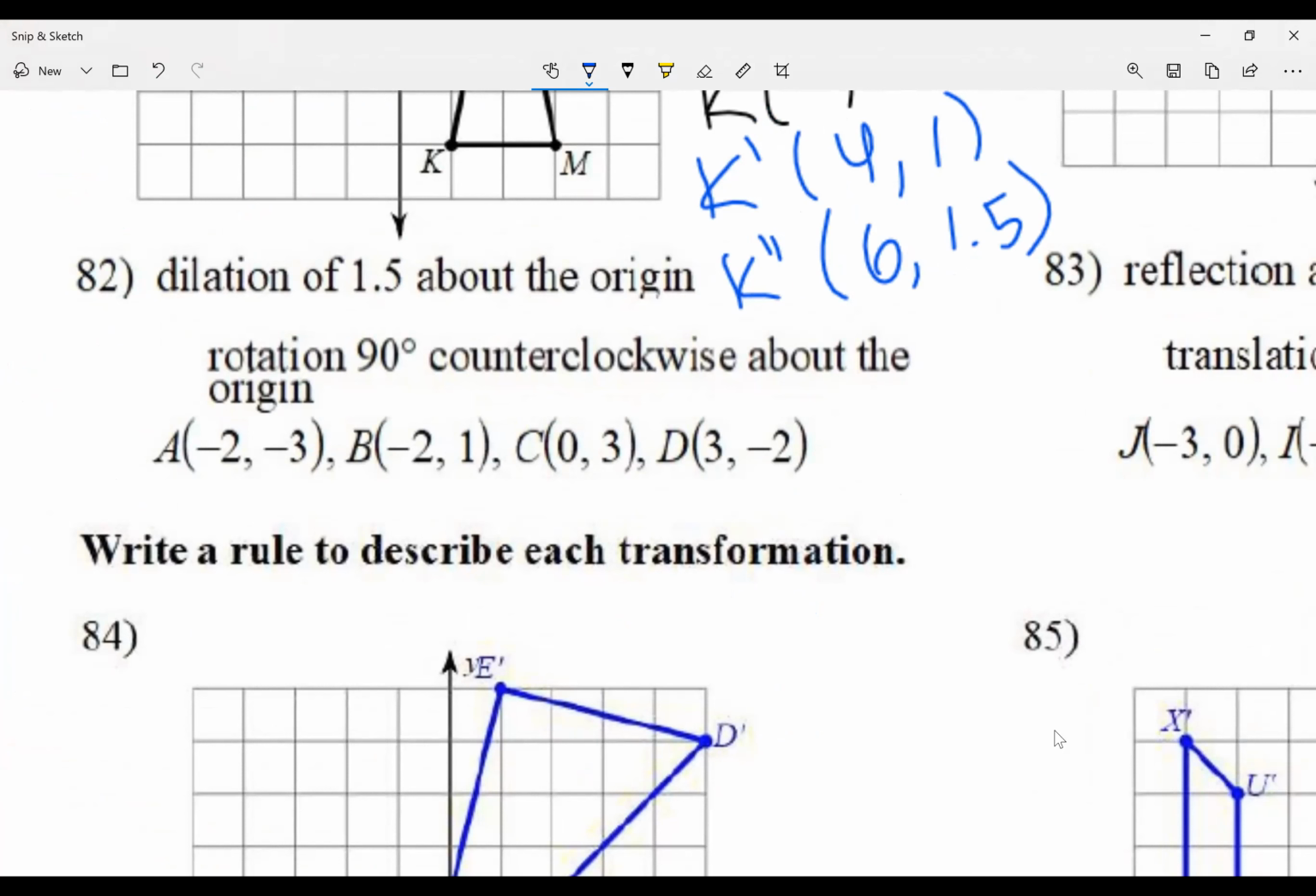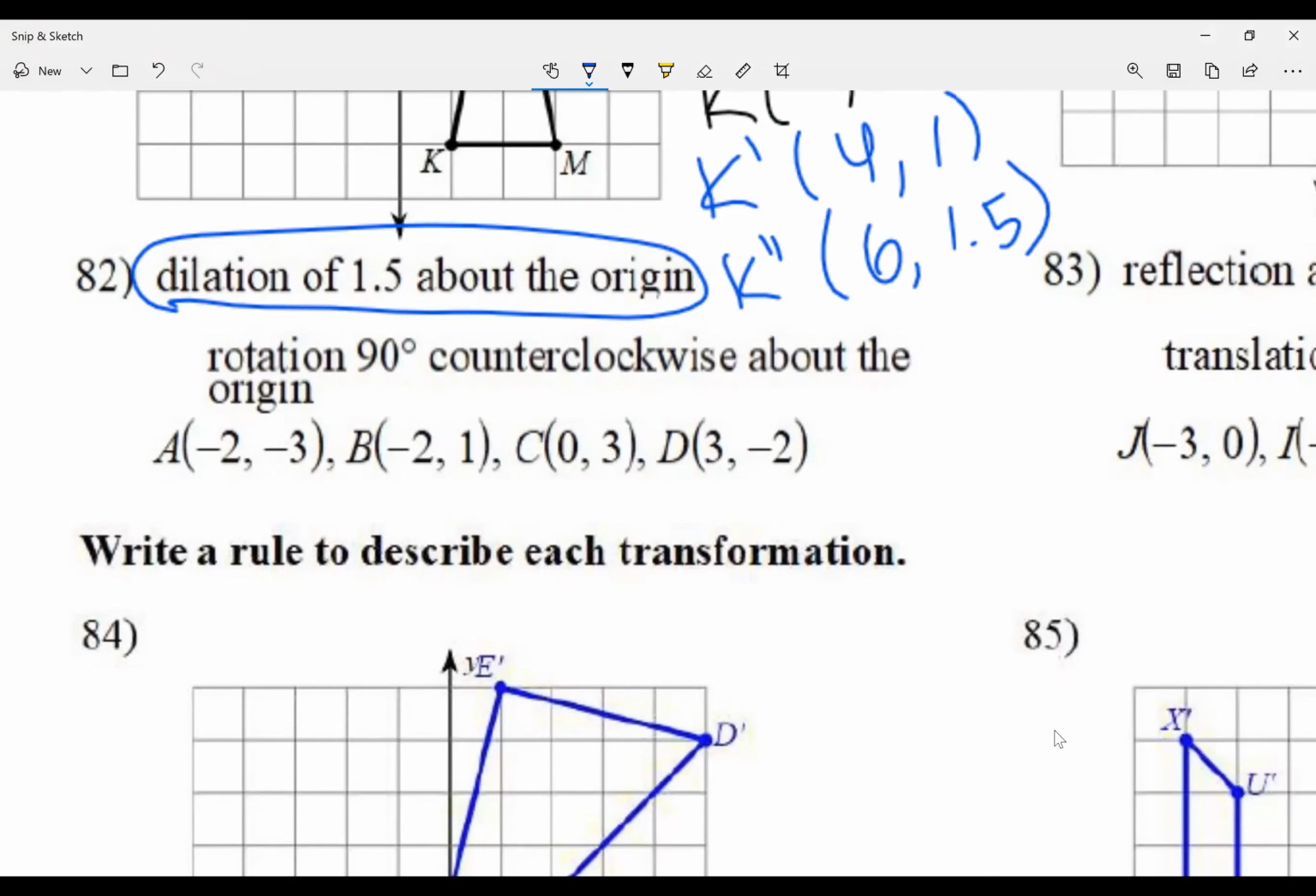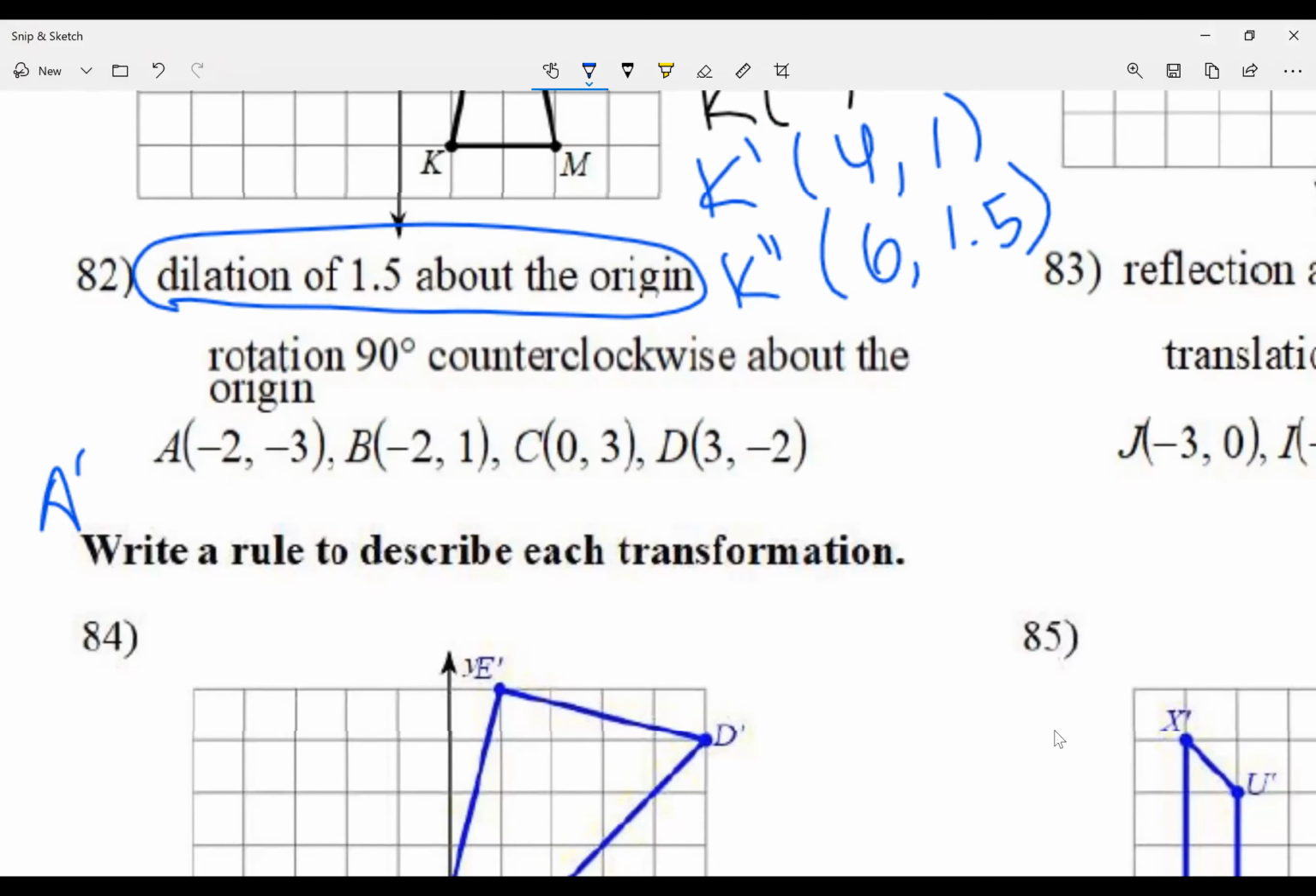So the first transformation says dilation of 1.5. So if I was looking at A prime, that means for the first transformation, let me multiply each number by 1.5. Let me multiply each by 1.5. So that's going to give me -3, -4.5.